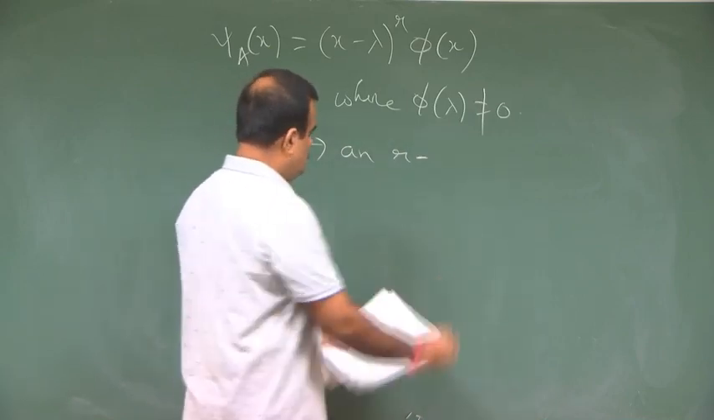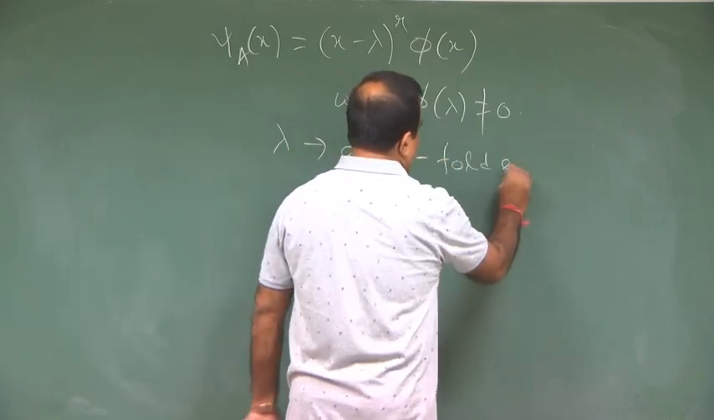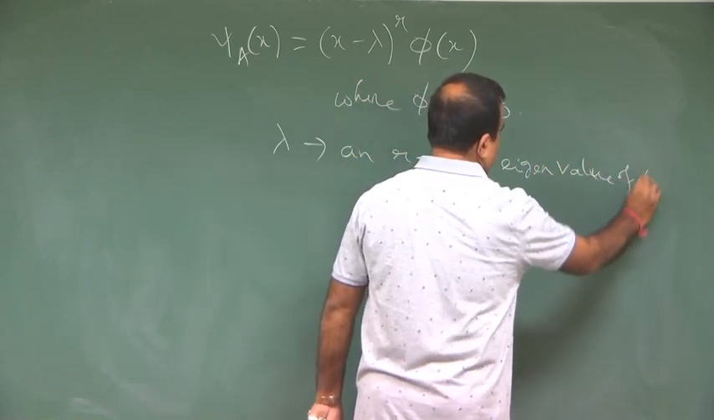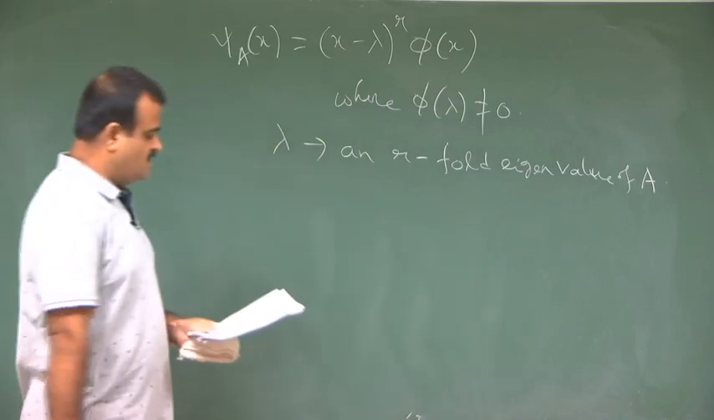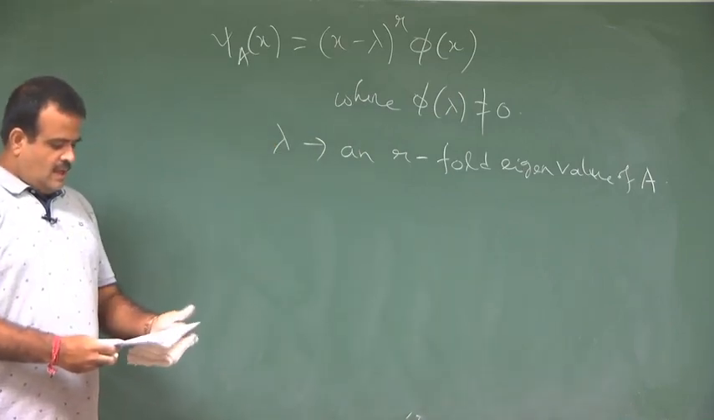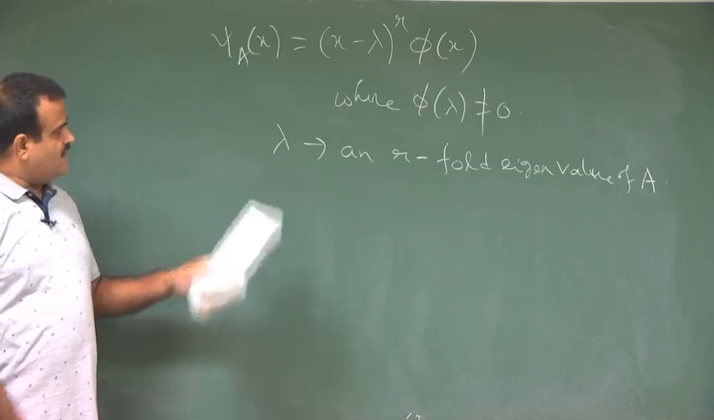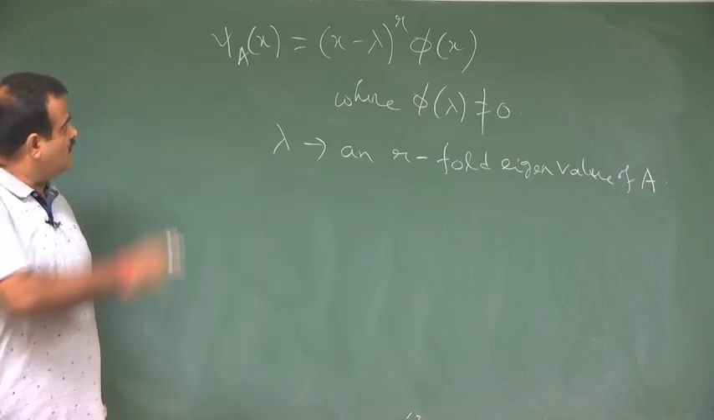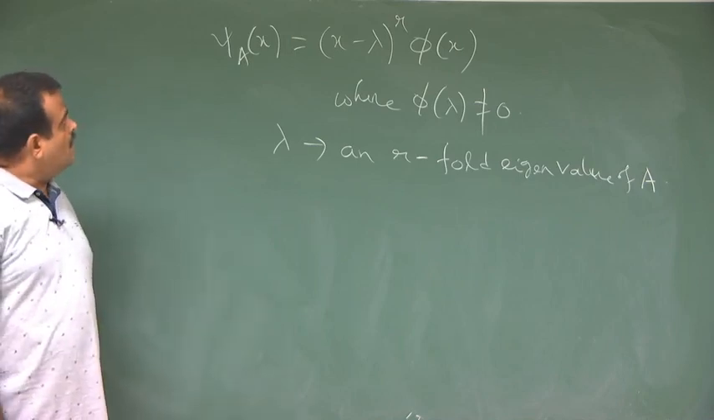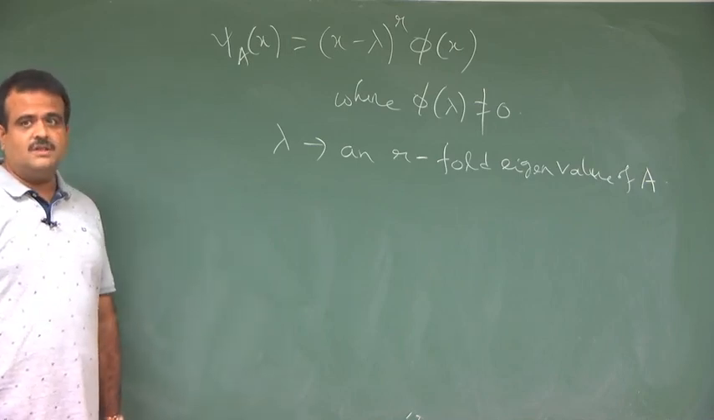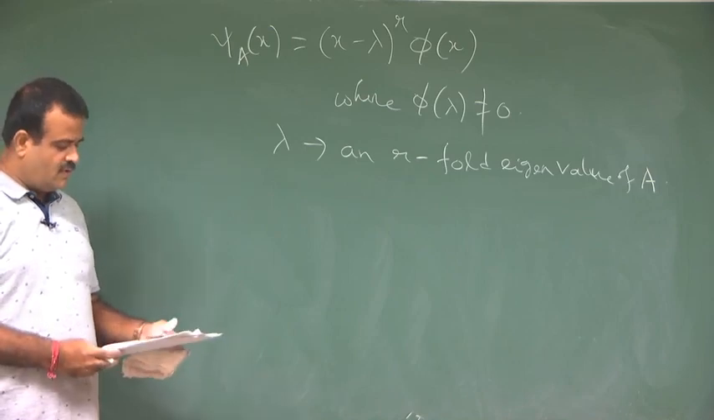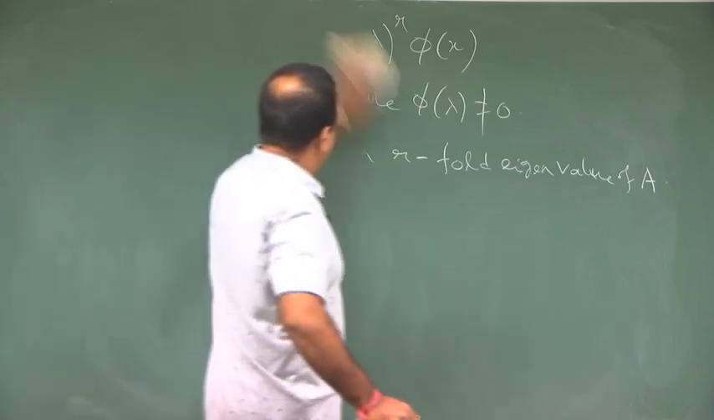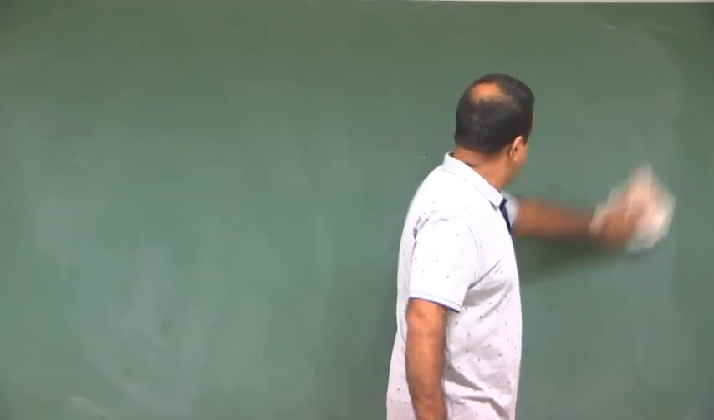This is called multiplicity, an r fold eigenvalue of A. Any root of this is called an eigenvalue. But if lambda has multiplicity r in the corresponding characteristic equation, then it is called an r fold eigenvalue of A. Okay. So, now let us take an example of how we can find the eigenvalues of a matrix.